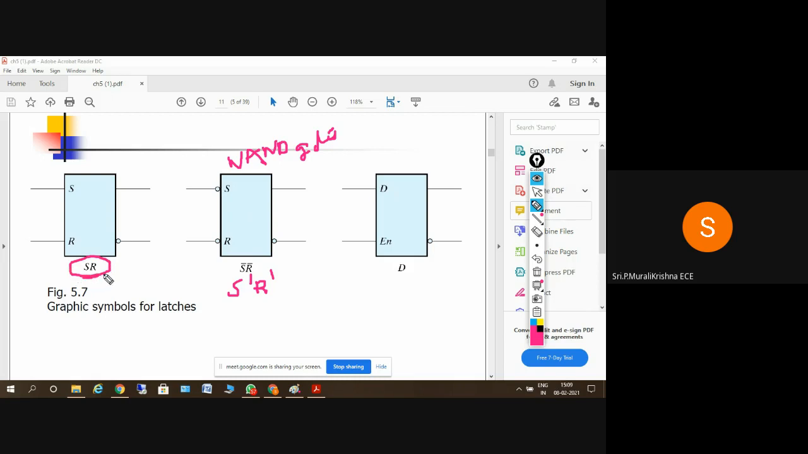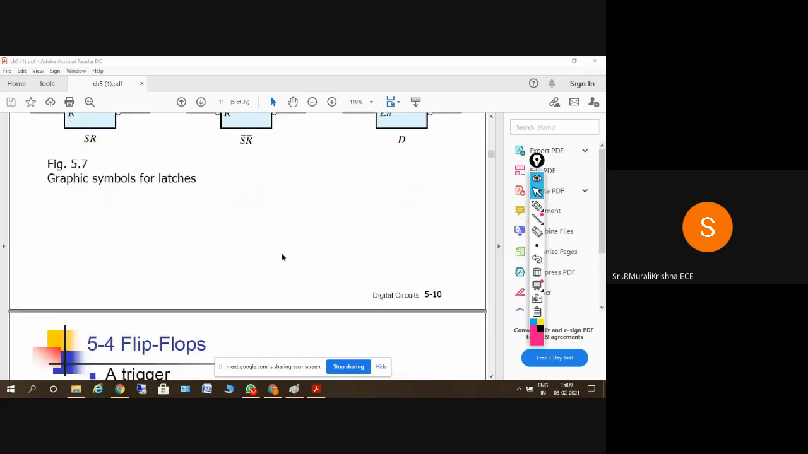And here you can see this is the SR latch symbol. One is the normal output, the other one will be the complement output. The complement is mentioned by a bubble, and this is a D latch here. If you have any enable inputs, I can use the enable signal also. So here is the D latch with enable signal, D, enable, and Q and Q bar. So these are the symbols used for the latches here.